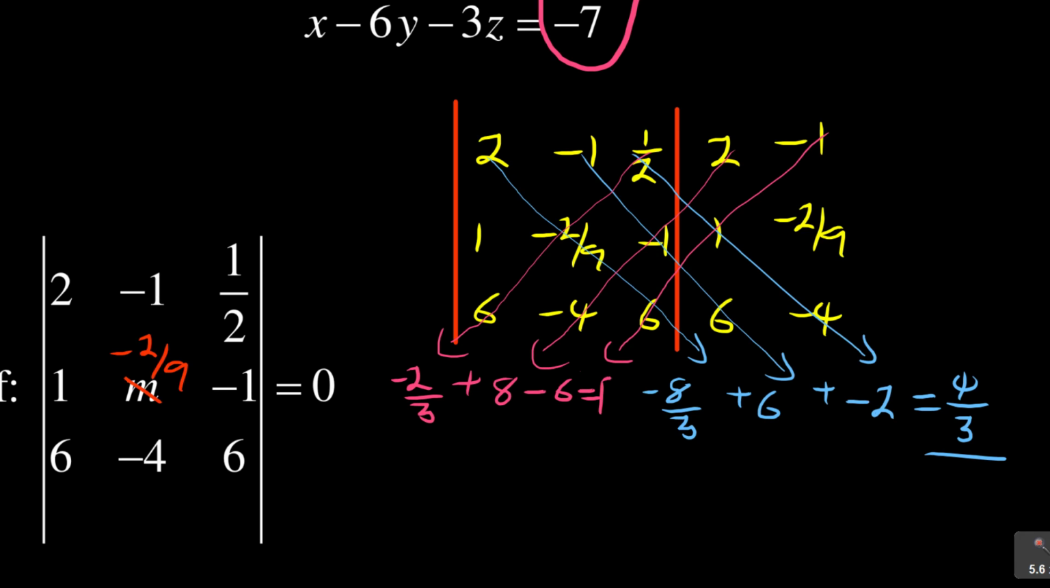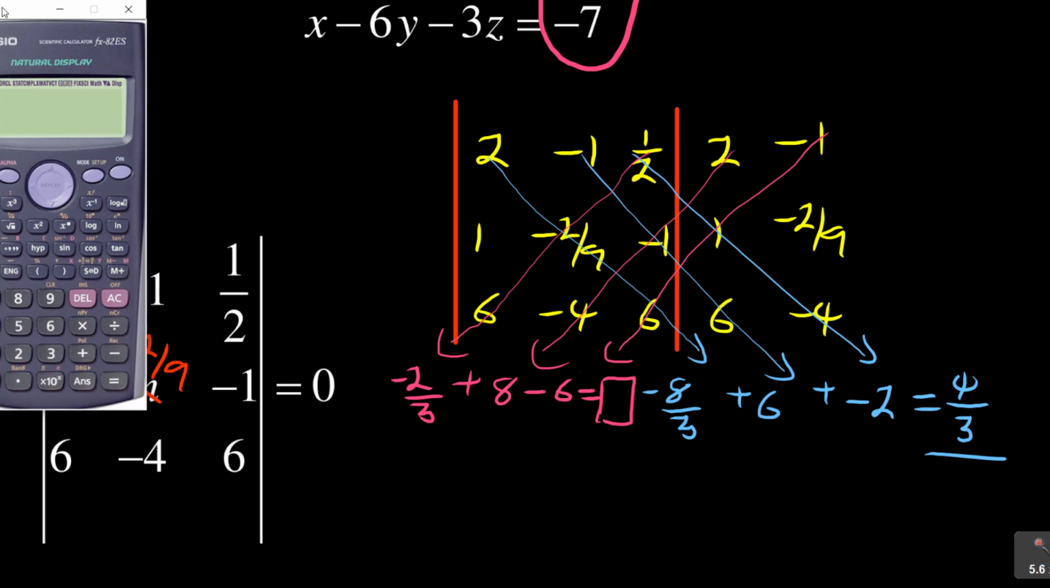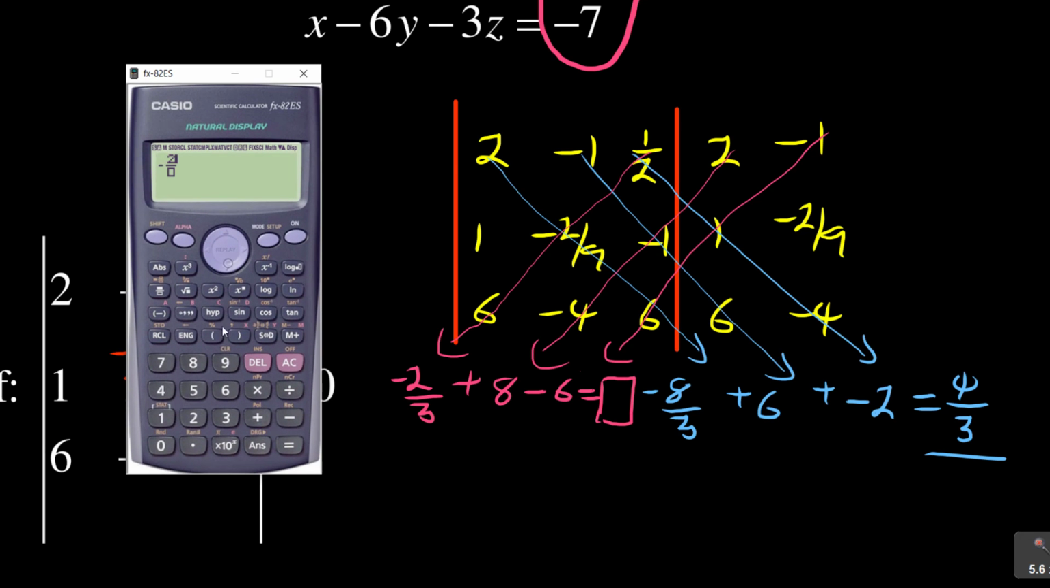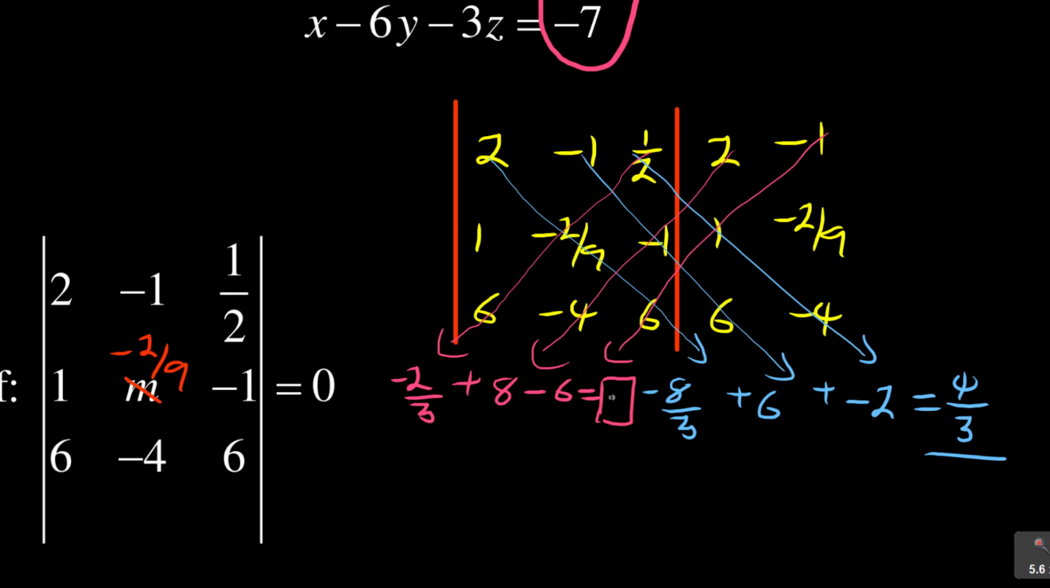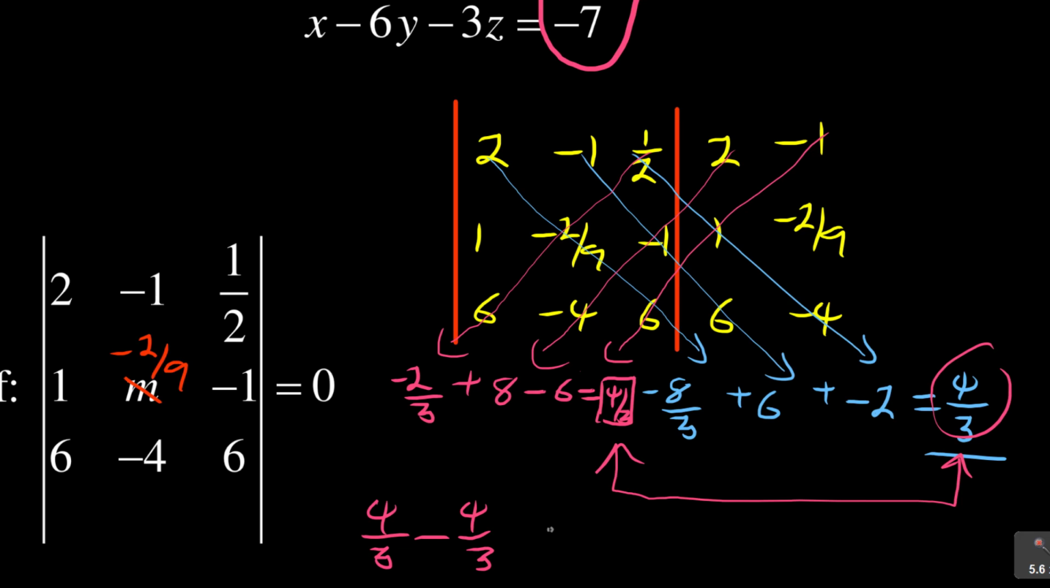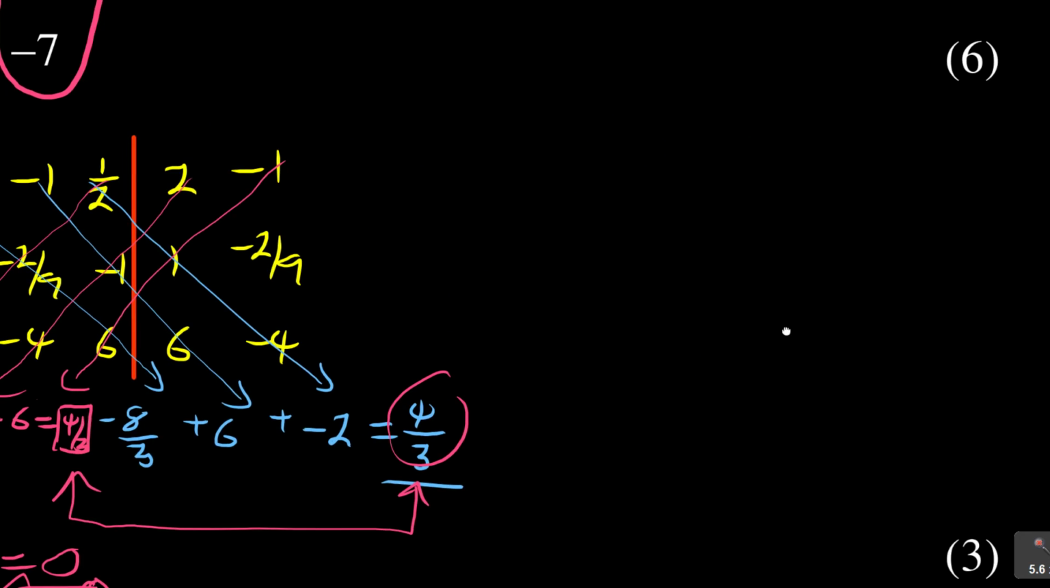If I evaluate that, I need to find the answer, put it in that box there. So let's evaluate it. It will be negative 2 over 3 plus 8 minus 6 equal to 4 over 3. So I'm getting here 4 over 3. Now remember, these two, you separate them. You start from here to say 4 over 3 minus the second one, which is 4 over 3. And then I'm getting a 0, which confirms that this was going to give you a 0, meaning the answer then for M is correct.